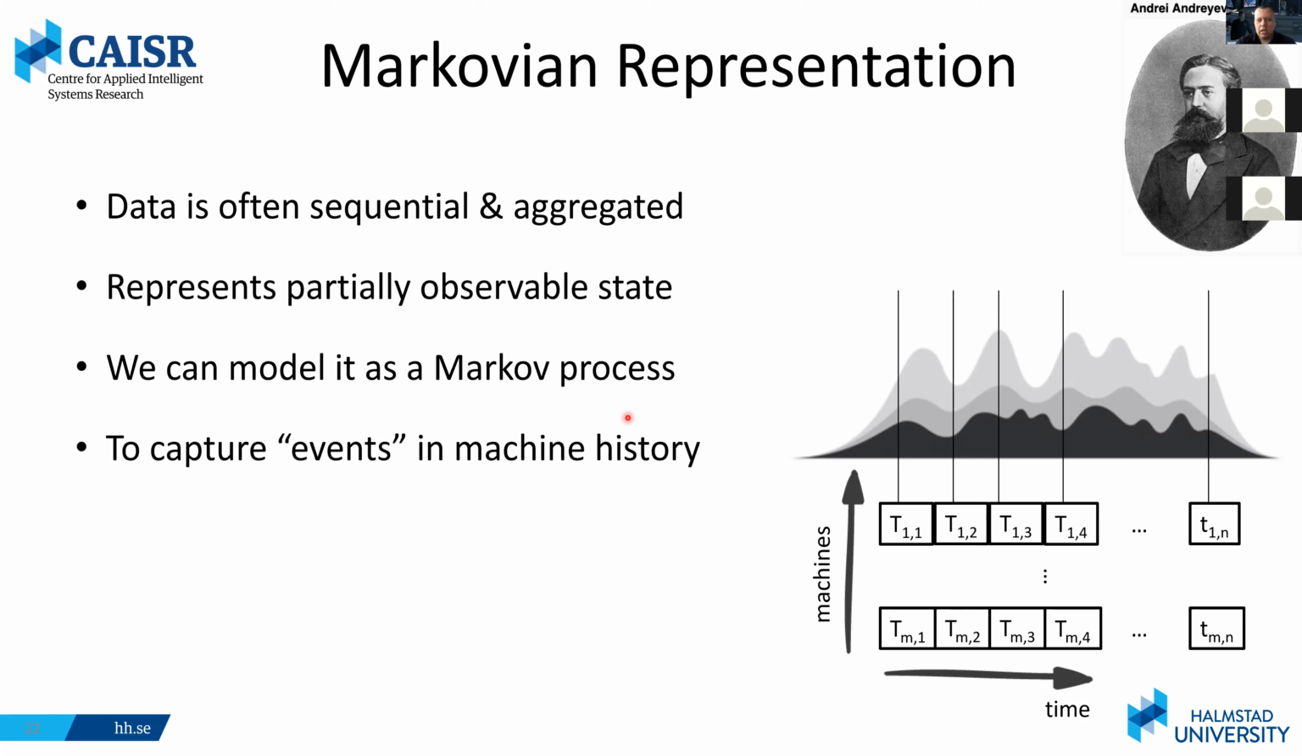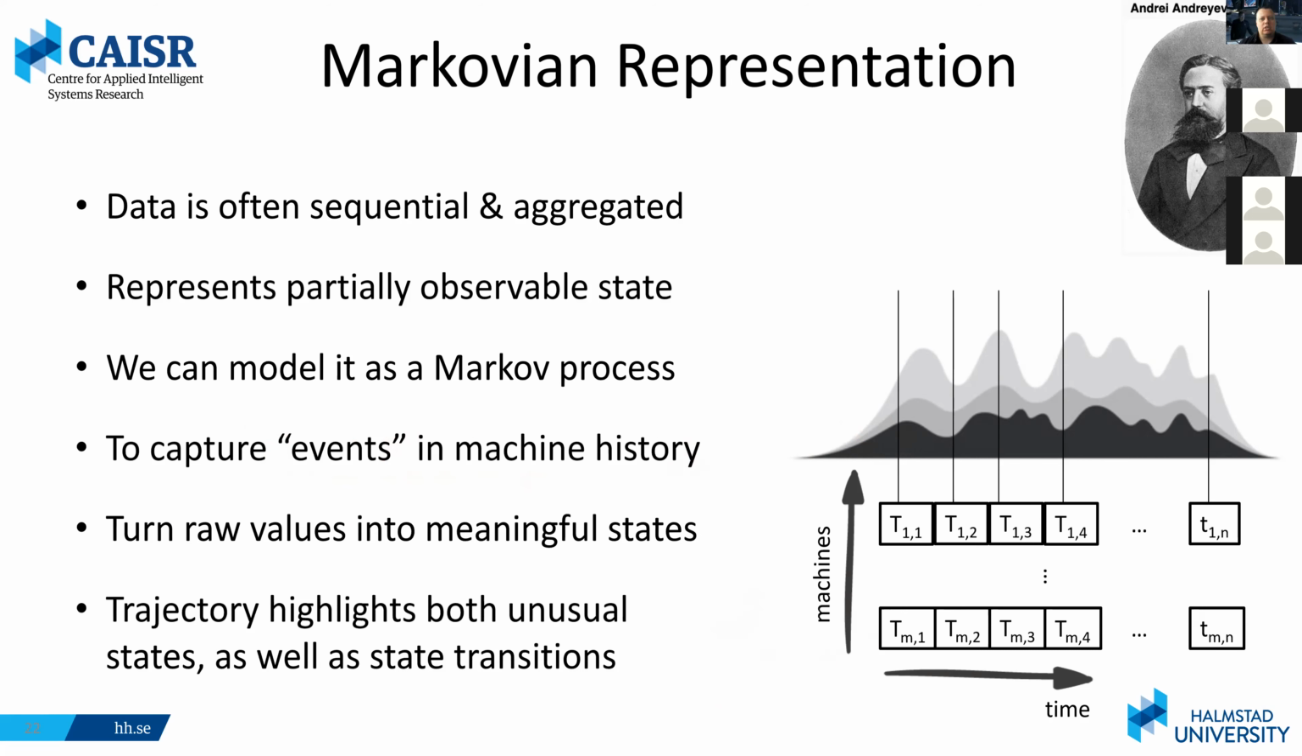And we would like to capture if and when those particular machines have encountered those events. So basically what we try to do is turn the raw values of the signals we get into some kind of meaningful states, or states to which we can assign this kind of meaning. And then we can have each vehicle described by this trajectory of states, and we can capture both the unusual transitions between states.